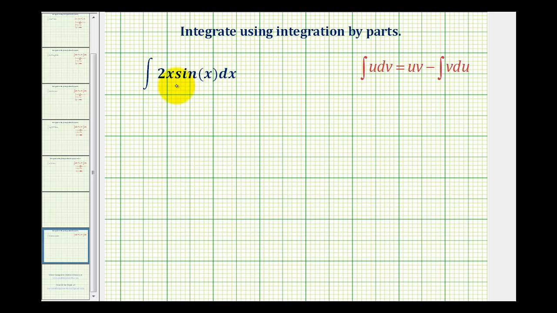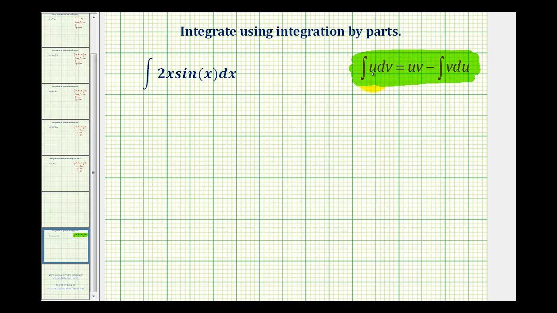We want to integrate 2x sine x with respect to x. This doesn't fit a basic integration formula, and integration using substitution doesn't work either, so now we'll apply integration by parts. Here's the formula for integration by parts.